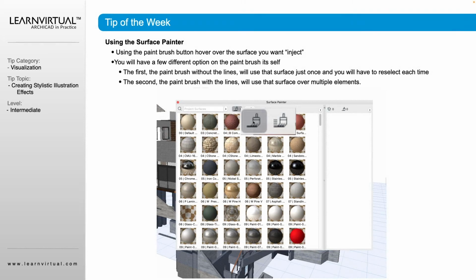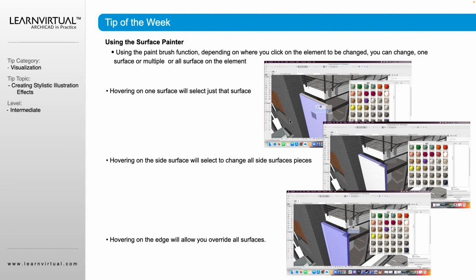But if you're going to be overriding multiple surfaces within the project, the best idea is to use the flyout key and select this paintbrush right here. That's going to allow you to paint any surface until you select a new surface with your eyedropper. So once we've selected the type of surface painter that we're going to use, we can override the surfaces of these objects in a couple different ways.